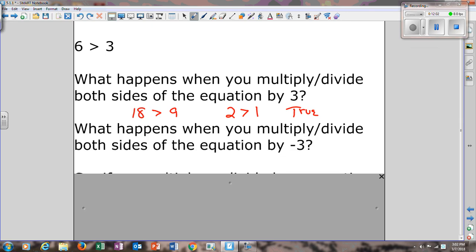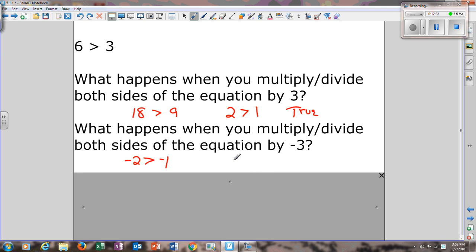Let's look at negatives now. What happens when we multiply or divide both sides by a negative 3? Well, if you do 6 divided by negative 3, that gives you negative 2. Now, if we leave the sign exactly the same, then it'd be negative 2 is greater than 3 divided by negative 3, which is negative 1. Is negative 2 greater than negative 1? That answer would be no.